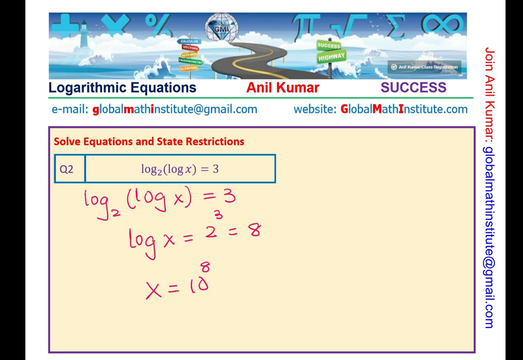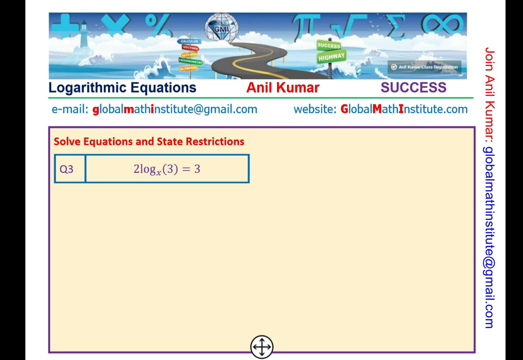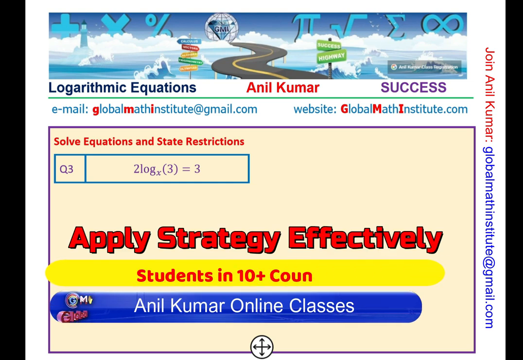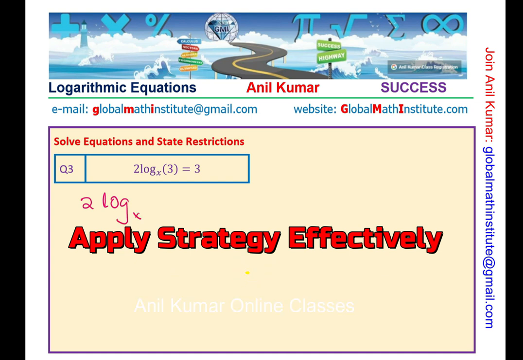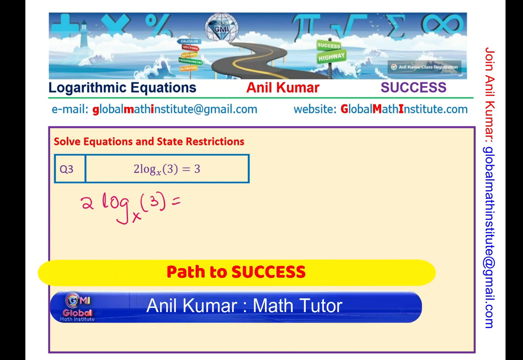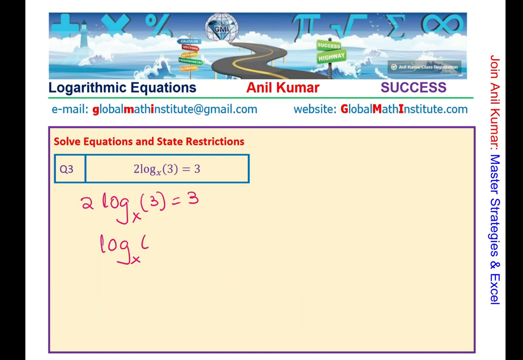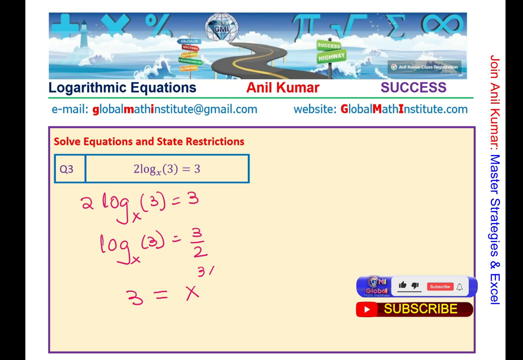Clear? Perfect. Now with that, let's move on to the third question, which is 2 log to the base x of 3 equals to 3. So let's rewrite the question. Log to the base x of 3 is equal to 3. Now dividing by 2, we get log to the base x of 3 equals to 3 by 2. Writing it in exponential form, we get 3 equals to x to the power of 3 by 2.